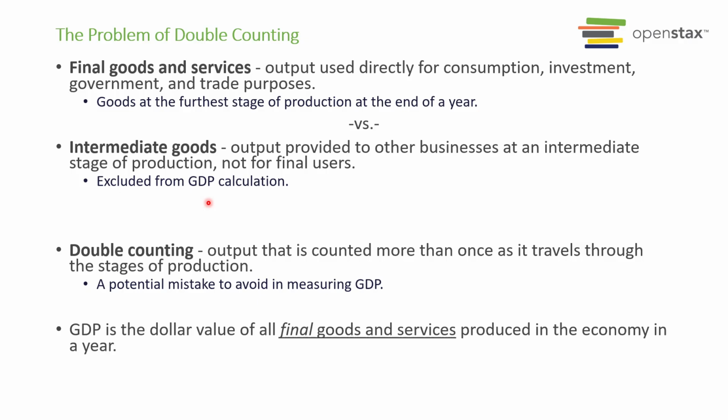All right, we need to make sure we make that distinction because we'll end up double counting. And that is output that is counted more than once as it travels through the stages of production. We need to pay particular attention so that we can avoid making this mistake of double counting, because it'll throw our GDP number off. It's going to make the economy look a little more productive than what it really is.